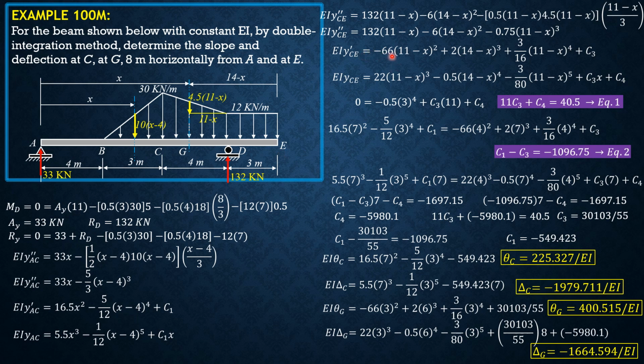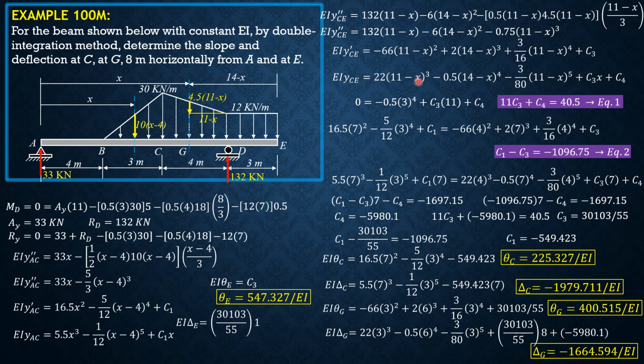Then finally, at E, when x is 14, to solve for theta E here, because 11 minus 14 is negative, this is ignored. 14 minus 14 is 0, so that's 0. 11 minus 14 is negative again, ignored. So therefore, EI theta E is c sub 3, and c sub 3 is 3103 over 55. Then let's express that in decimal. Theta E is equal to 547.327 over EI.